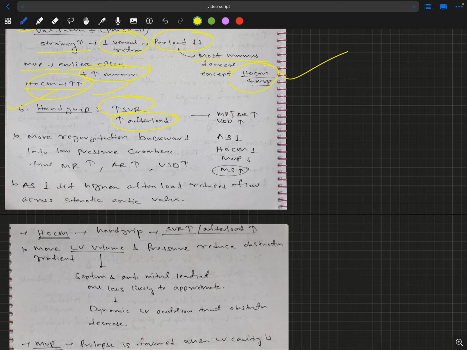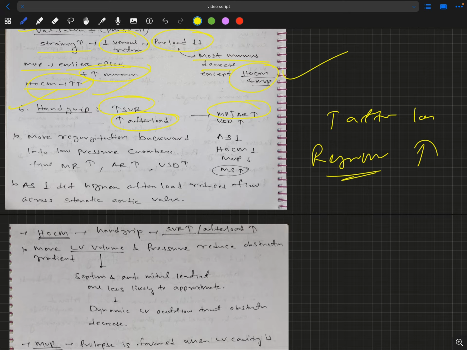So when there is an increase in afterload, all the regurgitant murmurs like the MR murmur and AR murmur will increase in intensity. When there is an increase in afterload, the regurgitant murmur will increase in intensity. Because the afterload is increasing, there will be less forward flow and more backward flow. So in AR and MR, there will be more blood flowing backwards across the valve.